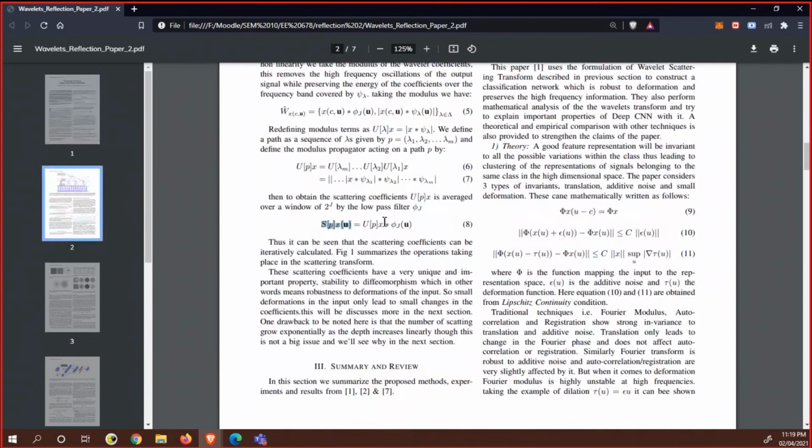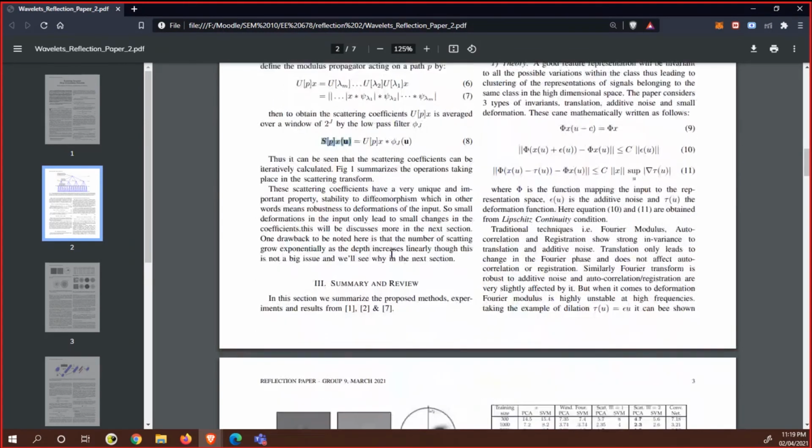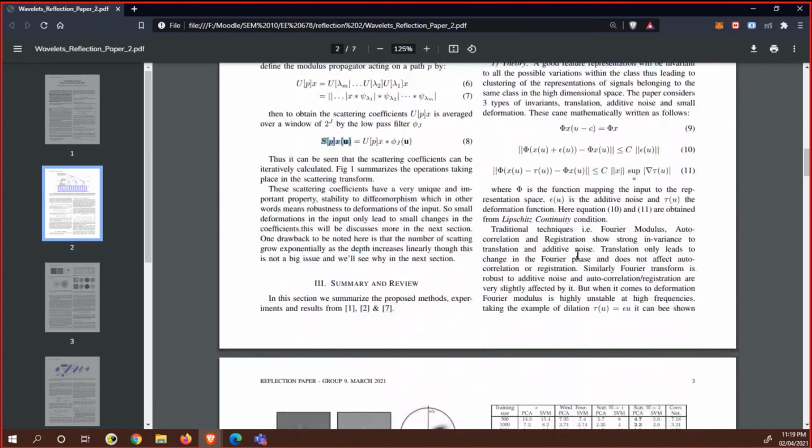The good thing about these wavelet scattering coefficients is that they are quite robust in nature, and by robustness I mean they are translation invariant, rotation invariant, and also deformation invariant, which is the key property used by one of the main references of our reflection paper, the invariant wavelet scattering convolution network. So this basically completes the background of wavelets, the wavelet scattering transform and the CNN. Let's move to the summary of the two papers.